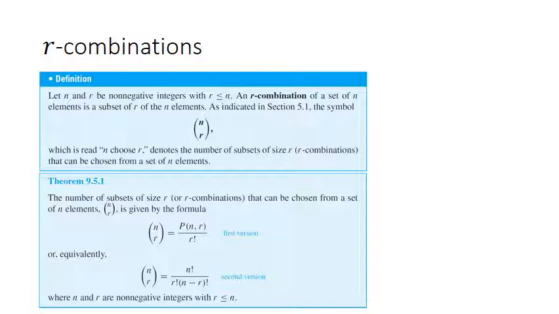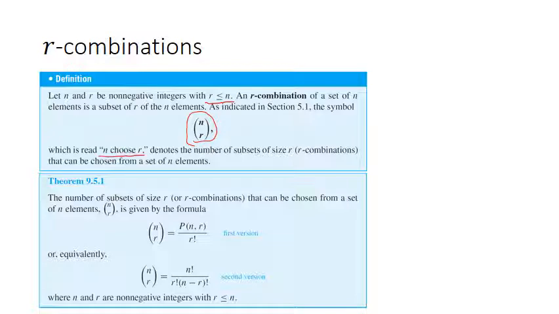Okay, so these are called R combinations. So let n and r be non-negative integers where r is less than or equal to n. An R combination of a set of n elements is a subset of r of the n elements. Okay, and the symbol that we use for that had actually appeared previously in section 5.1, but I don't think we went over it at that time. But this is the symbol that you use for that. So this is the number of different subsets of size r that you could choose from a set of size n. Okay, and you read that symbol aloud as n choose r.